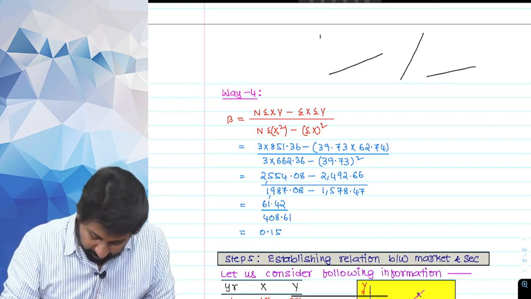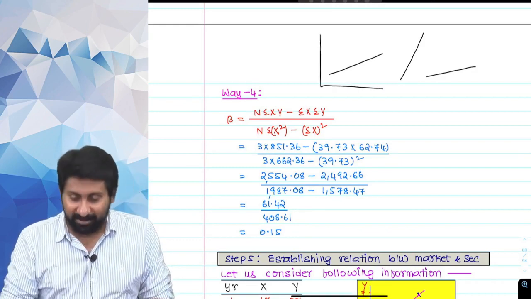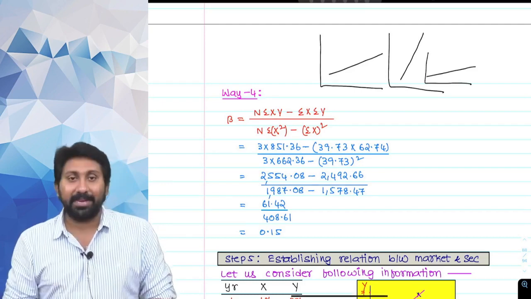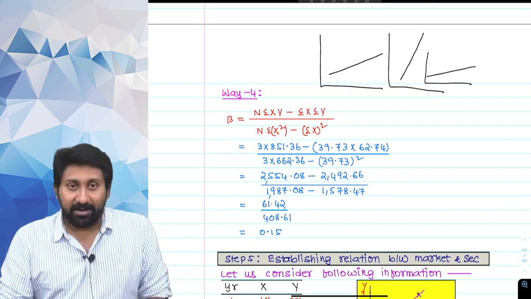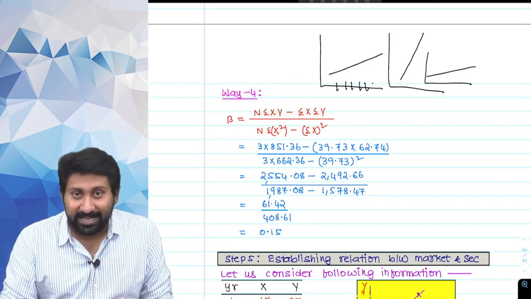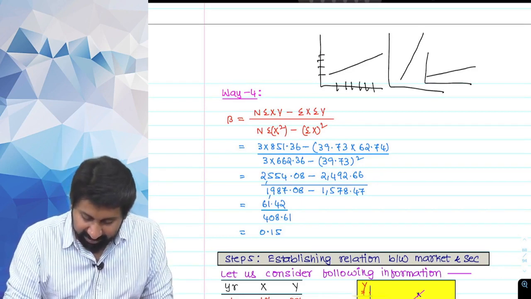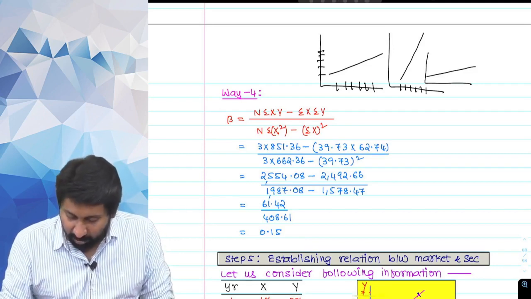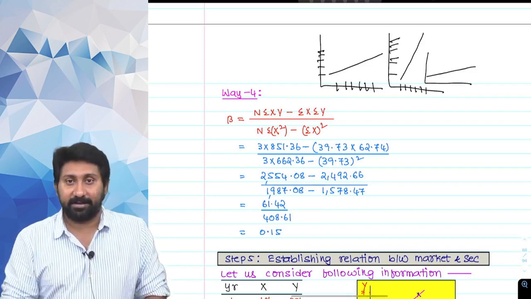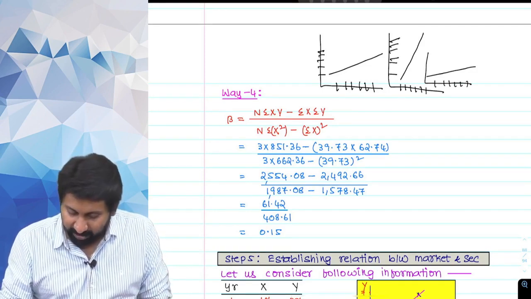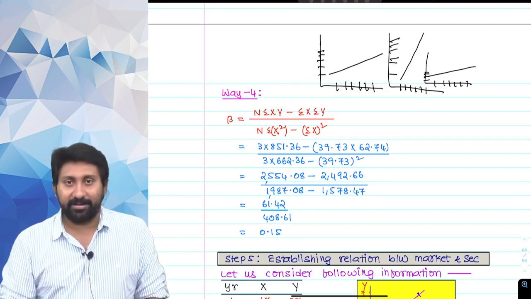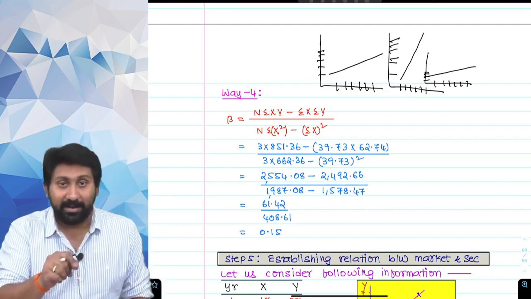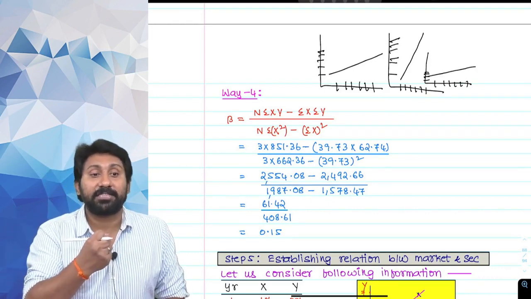Now tell me, what is the meaning? First one: when X increases, Y is also increasing at the same trend. When X increases, Y is overreactive and increasing. When X is increasing, Y is increasing at a lower trend. That means a line will always explain the magnitude of relation between two variables.